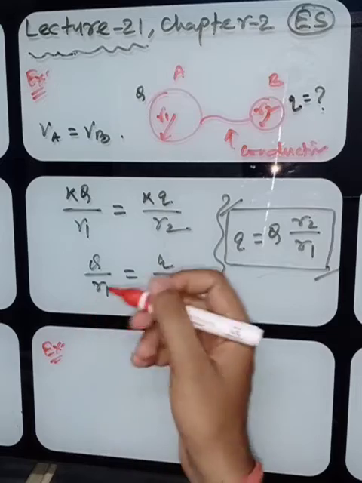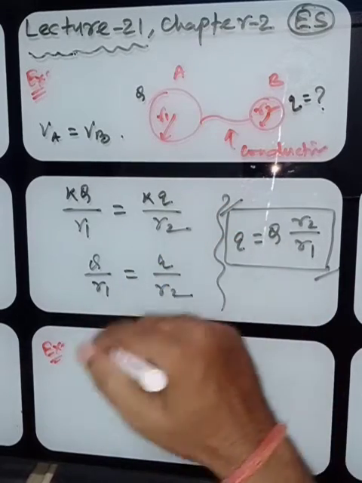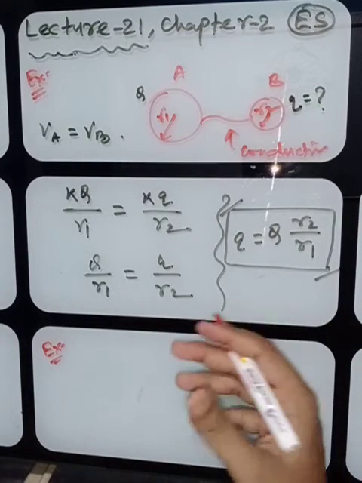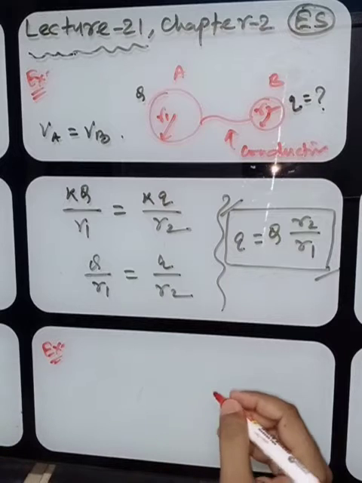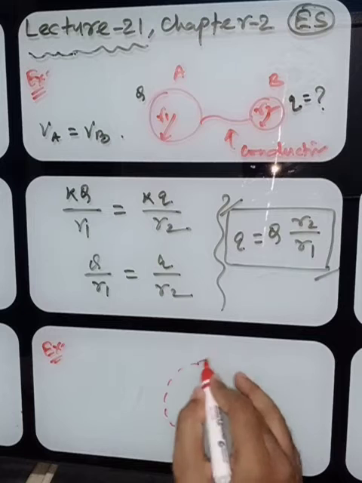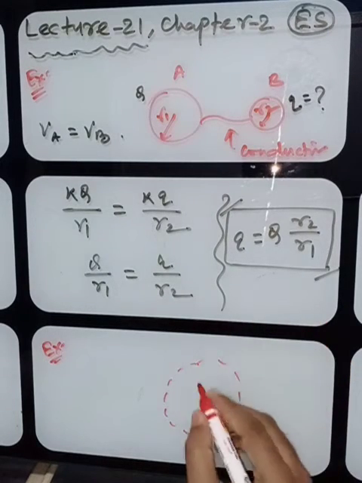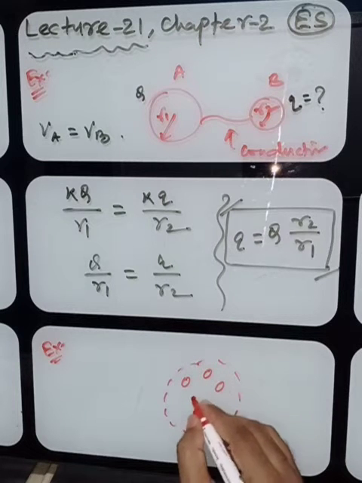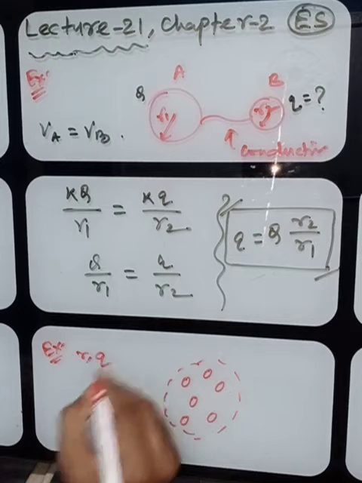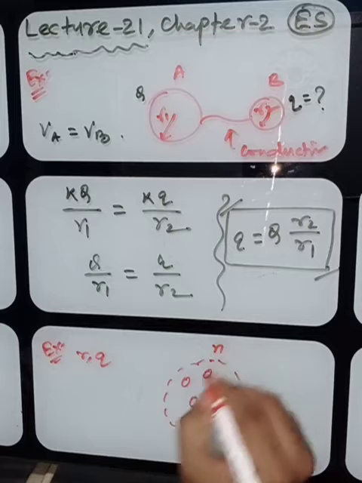I hope, my dear students, you are able to see by this reading. Now the next example, if you can write, my dear students, try to write down the question. I am just drawing the question. The question is, if n charge droplets, these are the charge droplets, radius is R, and charge on each droplet is Q. How many droplets are there?